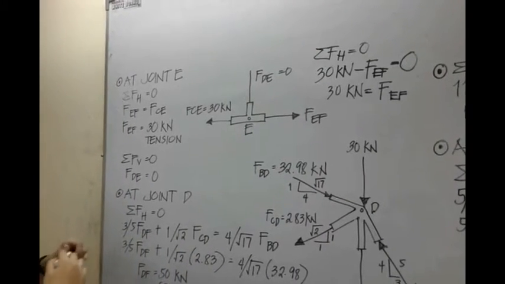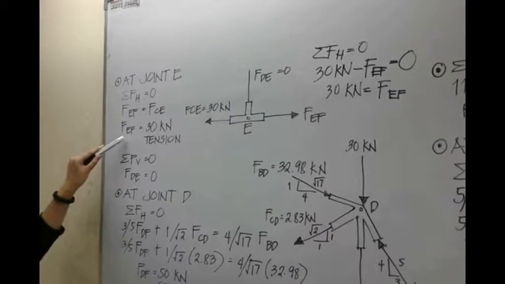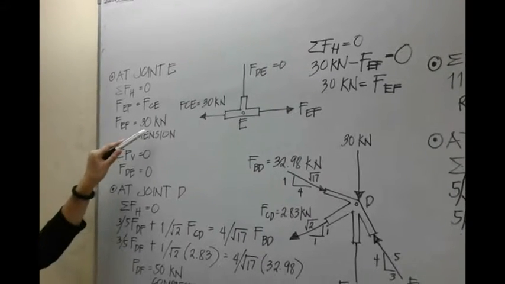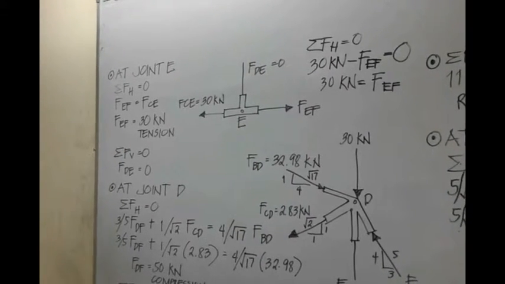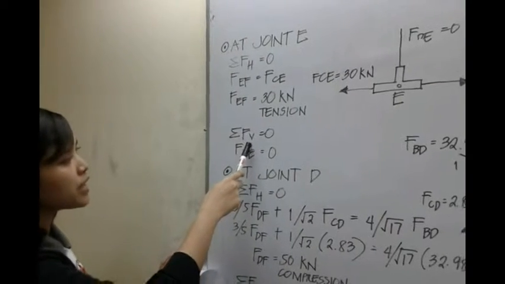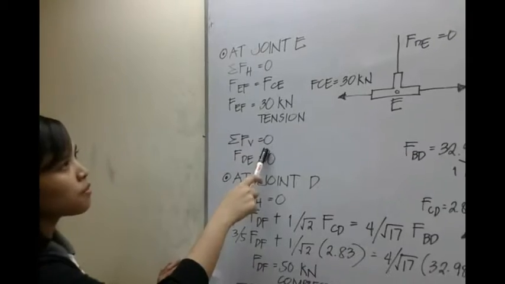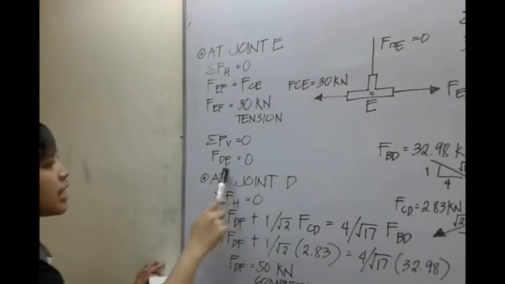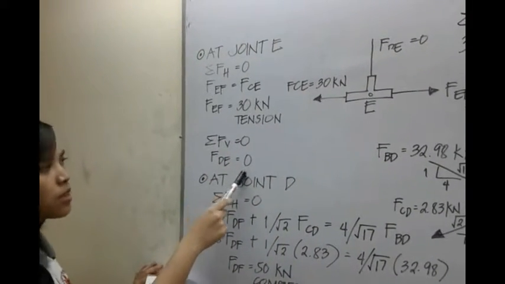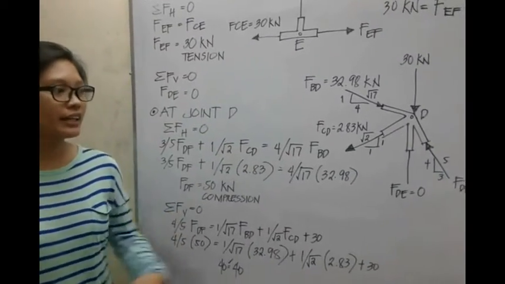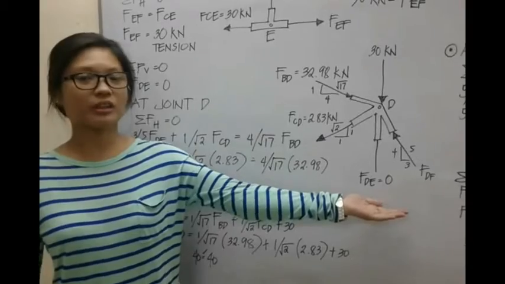So, if we go back on joint E, we can conclude that the force acting on EF is equal to 30 kilonewtons, which is tension. The summation of vertical forces in joint E is equal to 0. So, from this body diagram, we can say that the force acting on D is equal to 0. Let us now proceed to joint D. Here is the free body diagram for joint D.